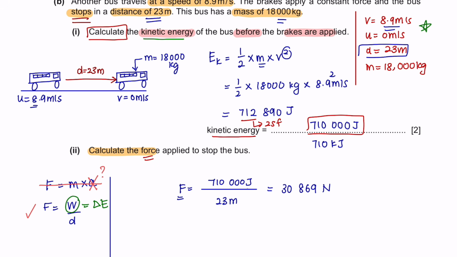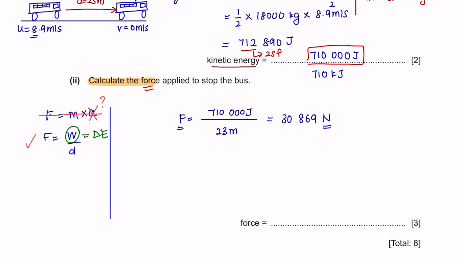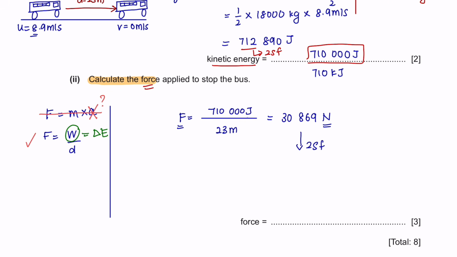30,869. The unit for force is newton. And don't forget to leave your answer in two significant figures. So that would be 31,000, and the unit is newtons. Do not forget to insert your unit in your final answer.